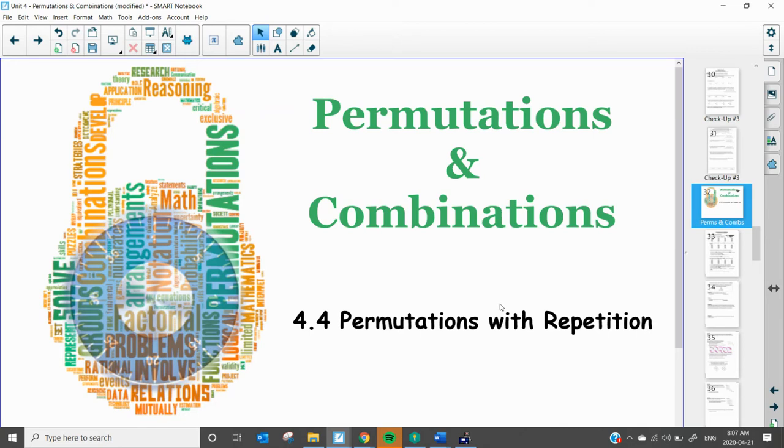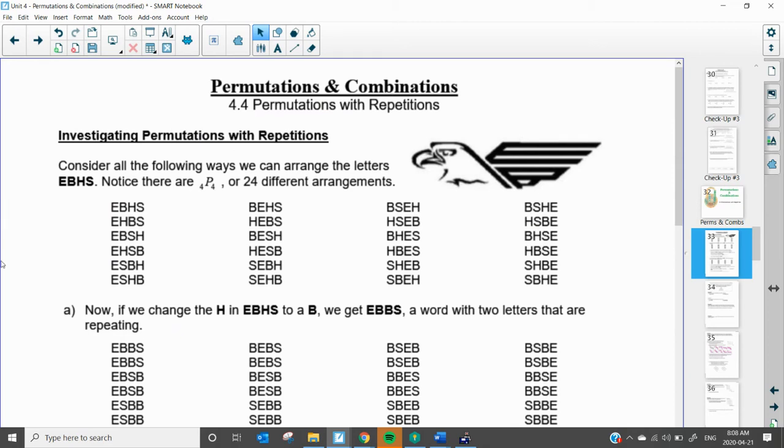Up until this point, in every word arrangement and every grouping of objects that we've looked at, there's been no repeated letters, no duplicate objects, but today that's going to change. So we're going to start by looking at an example here. If we were to look at all of the ways that we could rearrange the letters in EBHS, there would be 24 different arrangements, or 4 pick 4.